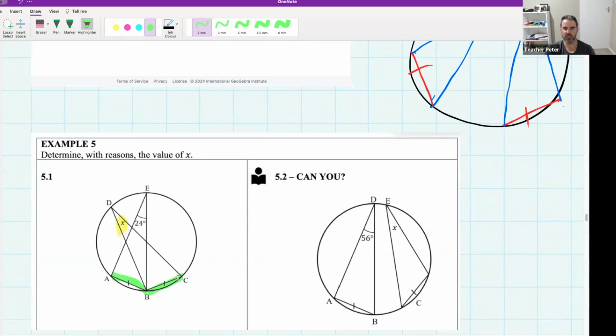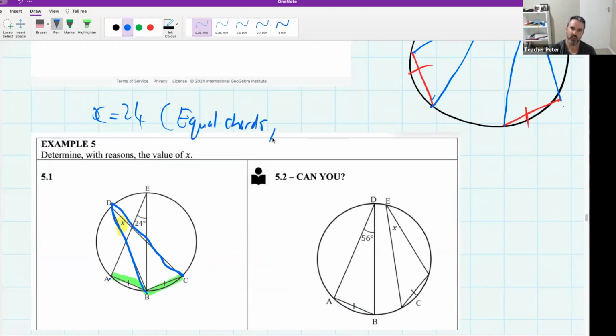Okay, so because these chords are the same, even though the angles are made in different places, because the chords are the same, we would just say X is 24, and the reason would be equal chords, equal angles.